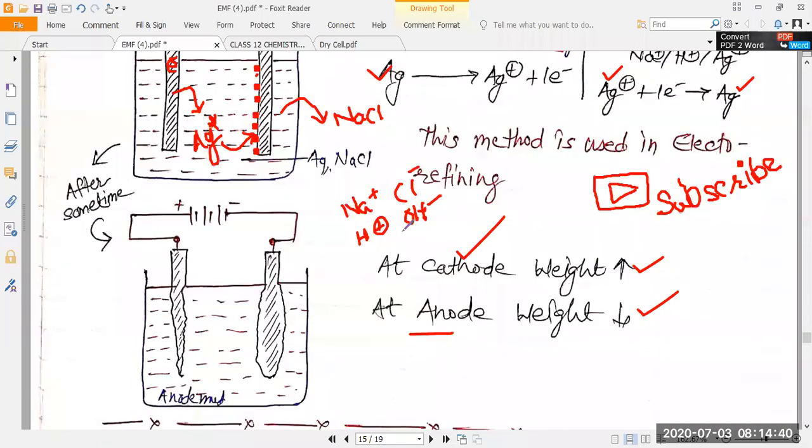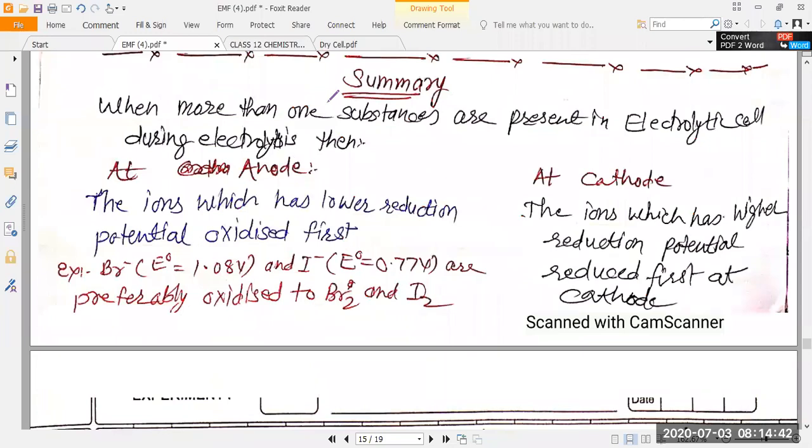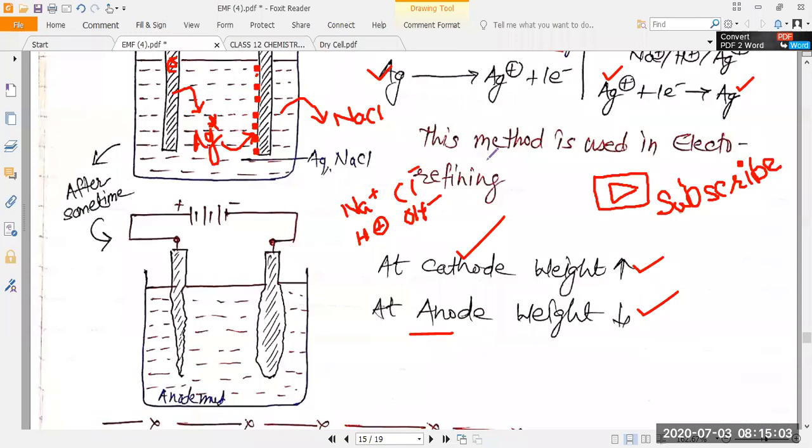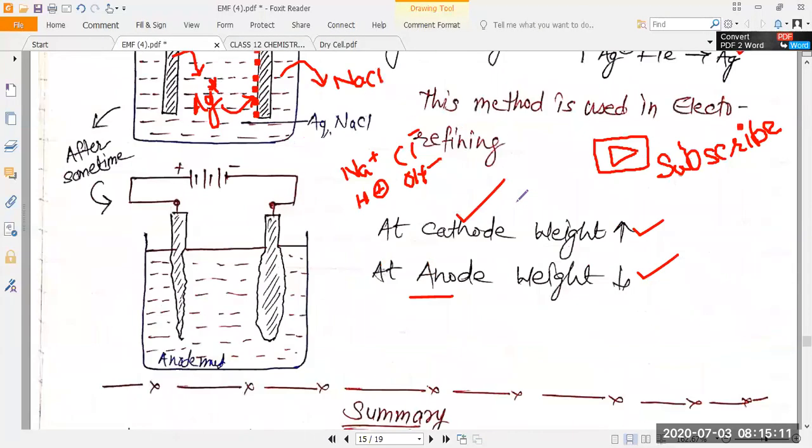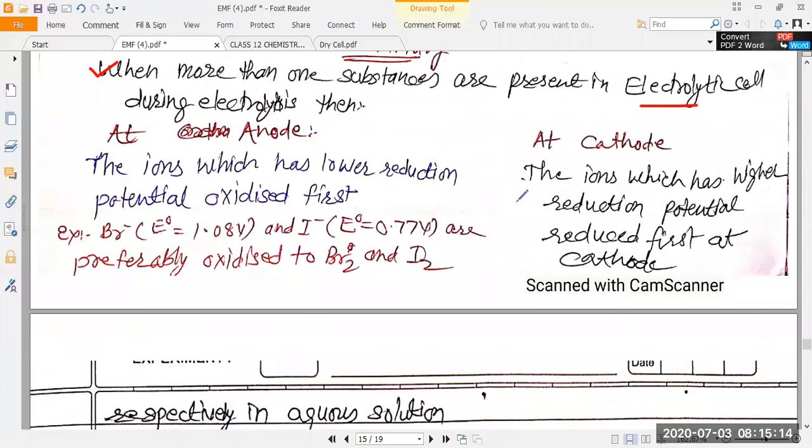Okay. Next is a summary of the electrolytic cell: which element oxidizes and which element reduces. To know this, there is a very simple trick. When two or more substances are present in the electrolytic cell, at the anode and at the cathode, which element or ion will oxidize or be reduced? We find this by this method.